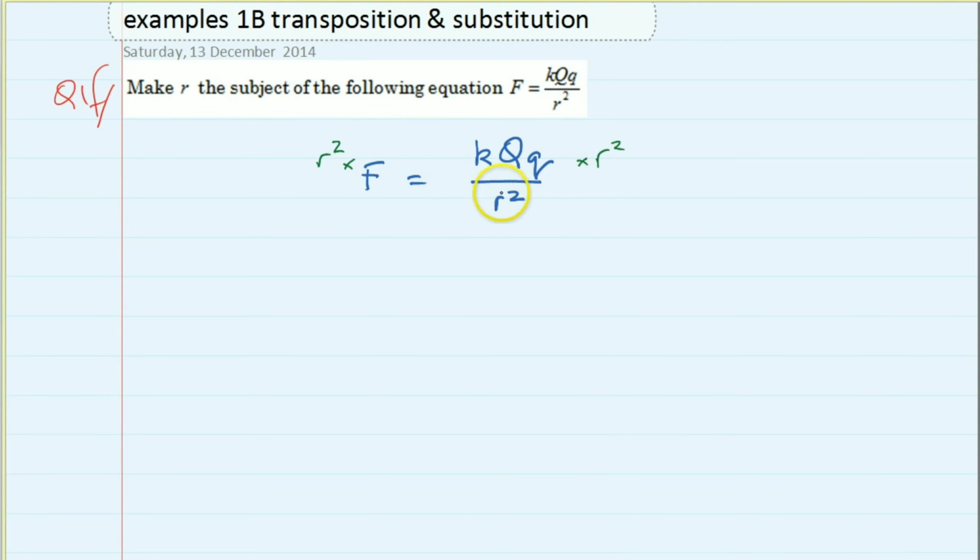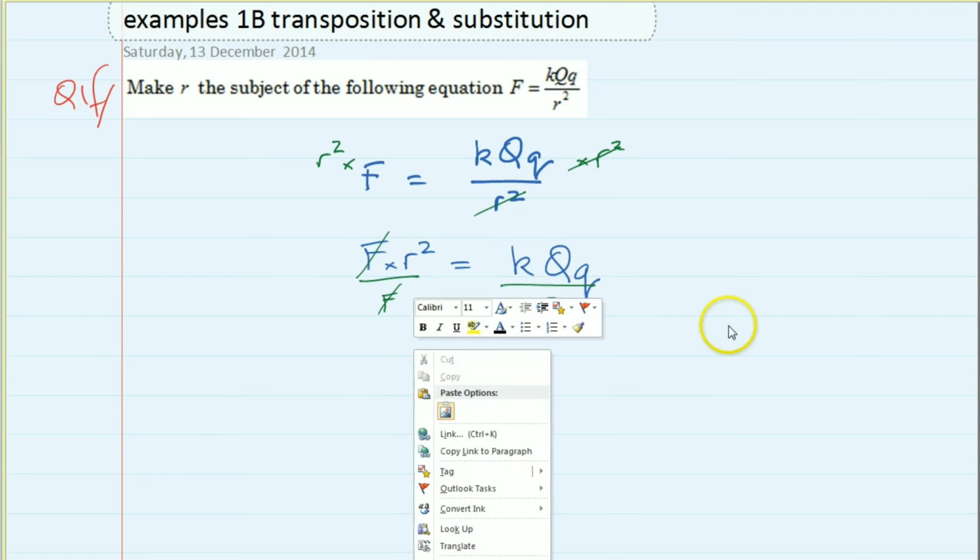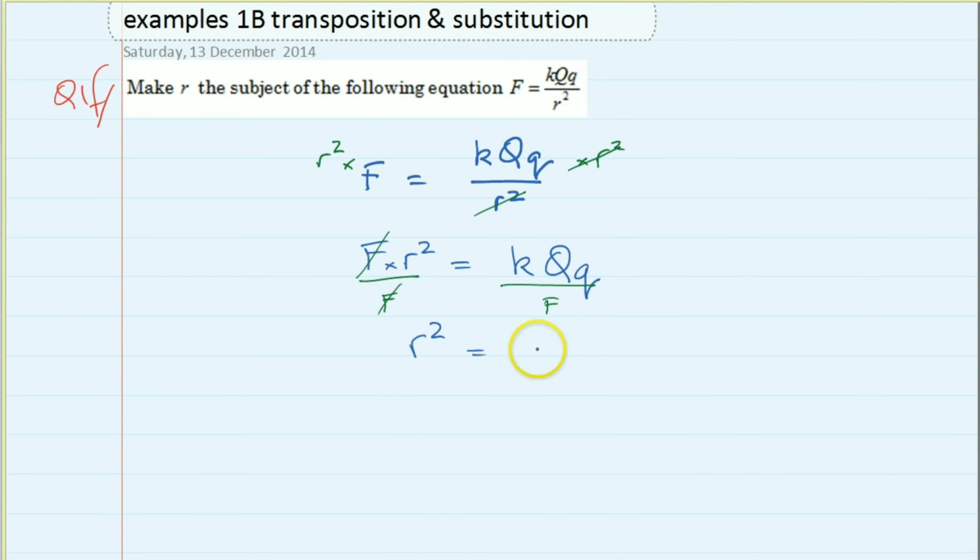I don't like it being on the bottom. If I multiply both sides by R squared, these R squareds cancel out and I'm left with F times R squared equals K capital Q times lowercase q. And my aim is obviously to get this R squared by itself, so now I'm going to remove the F from this side by dividing both sides of this equation by a capital F like so, and when I do that these do cancel out and I'm left with R squared equals K times capital Q times lowercase q over F.